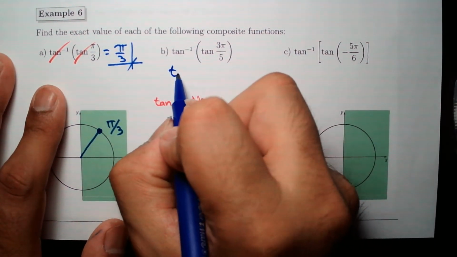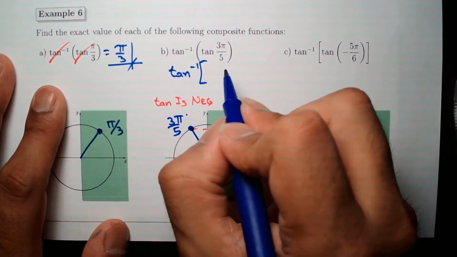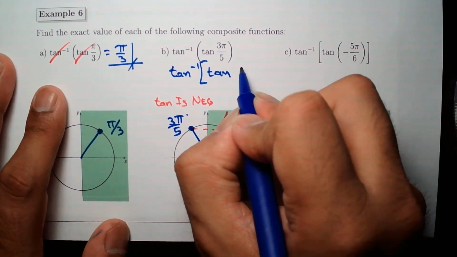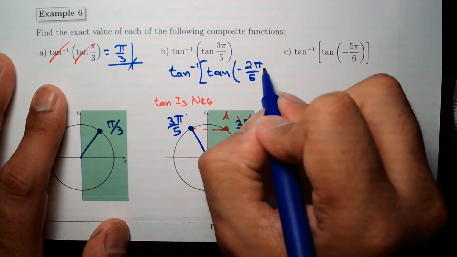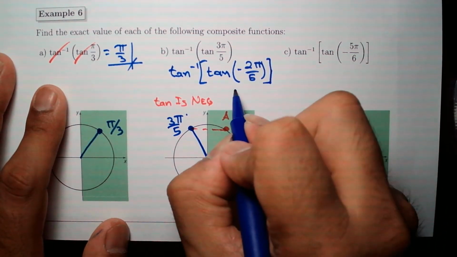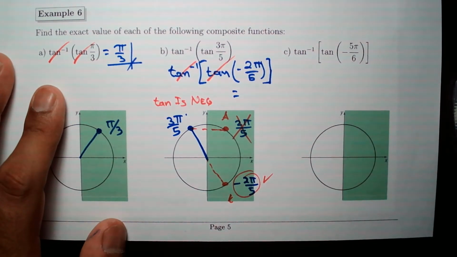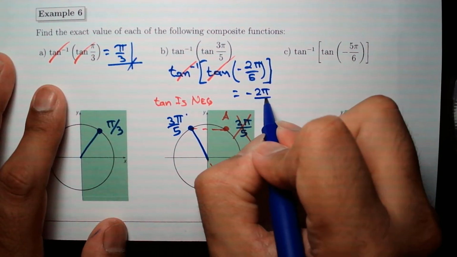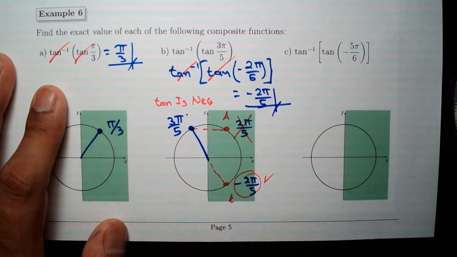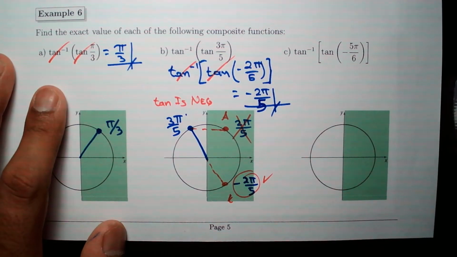So write this down as the inverse tangent of tangent of negative 2 pi over 5. Only then can we do this, and that's negative 2 pi over 5. Final answer. Let me make this look like a 5. Yes.